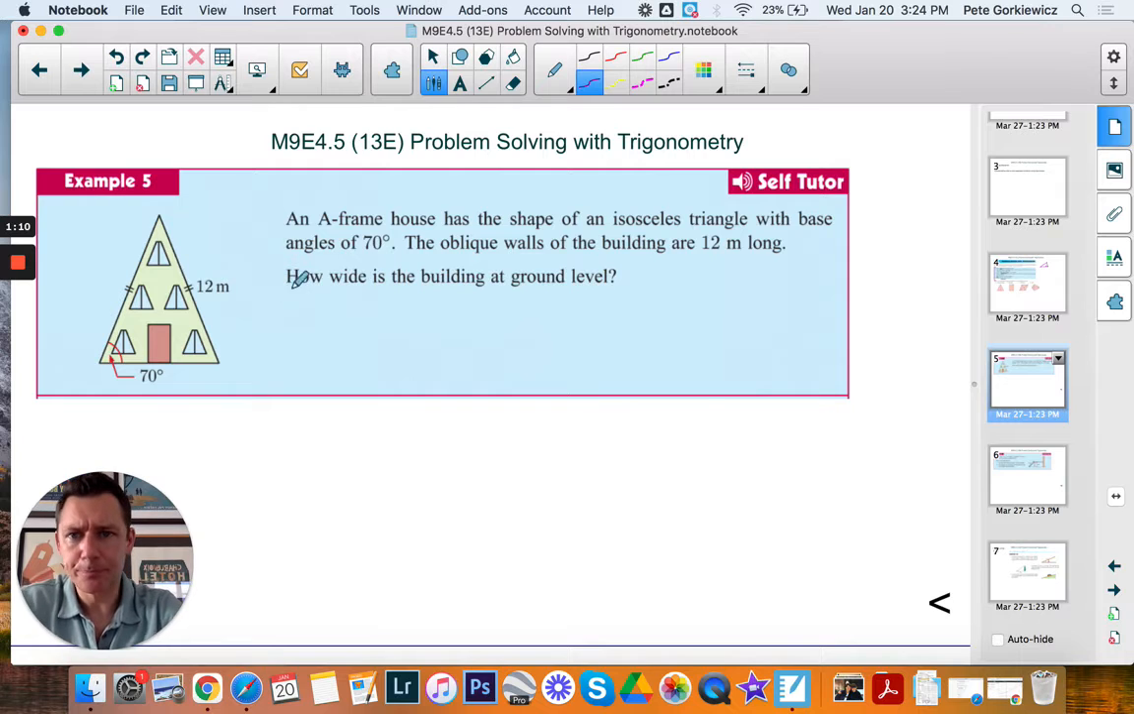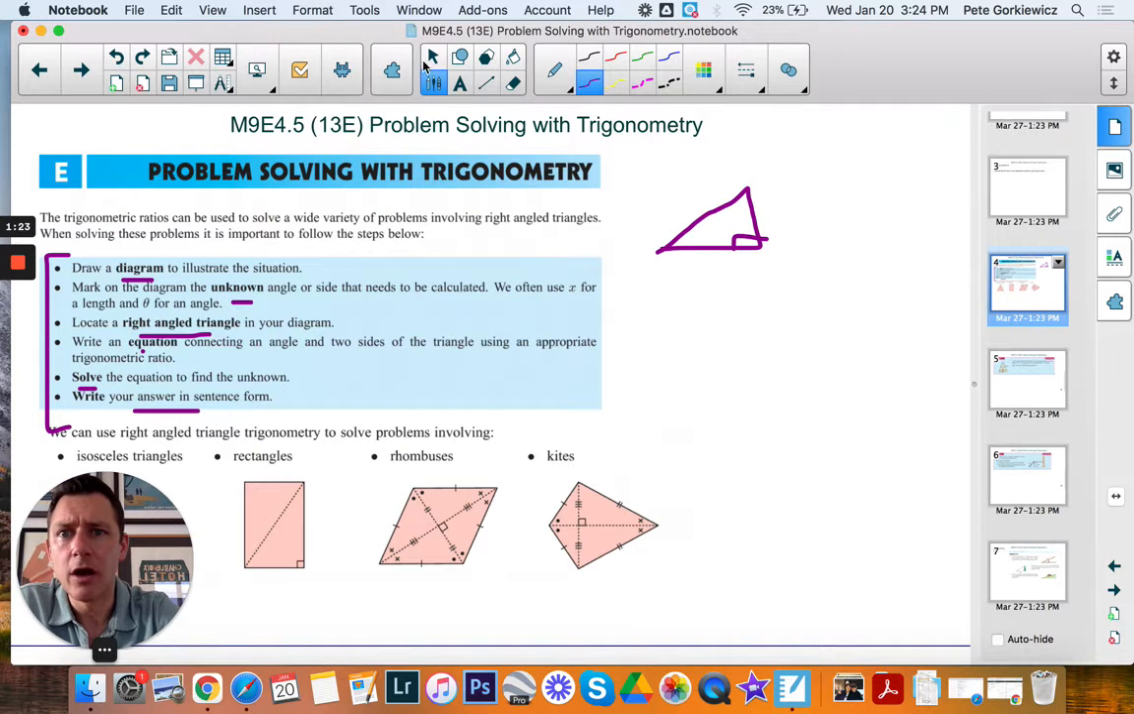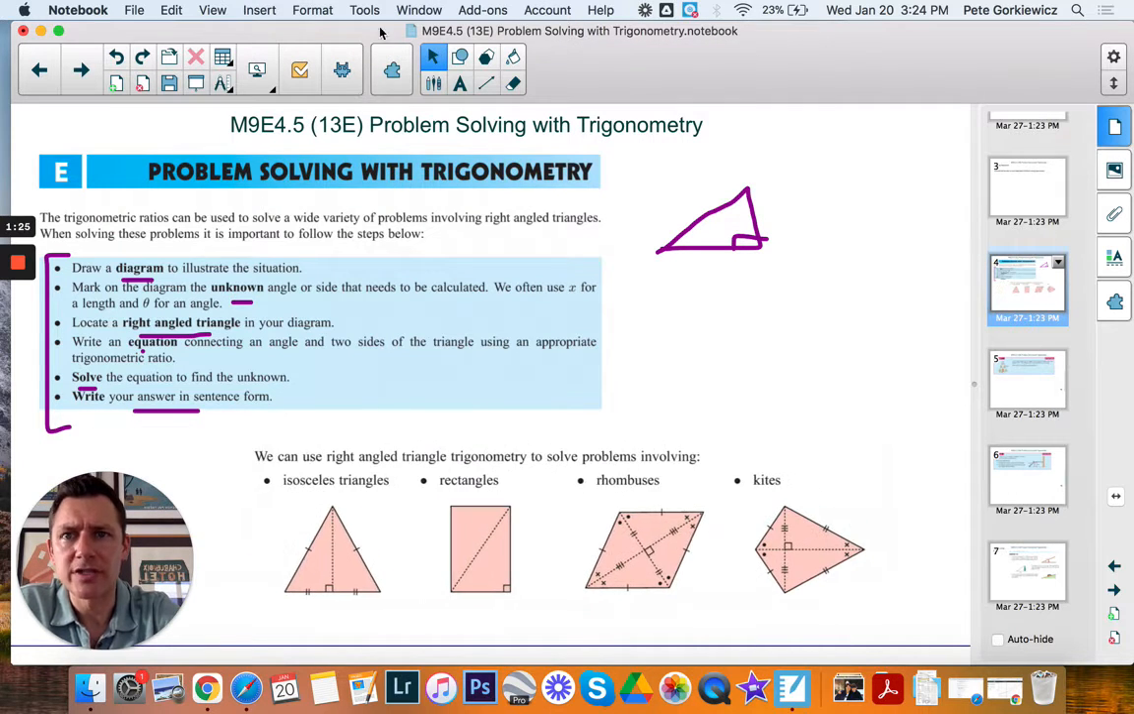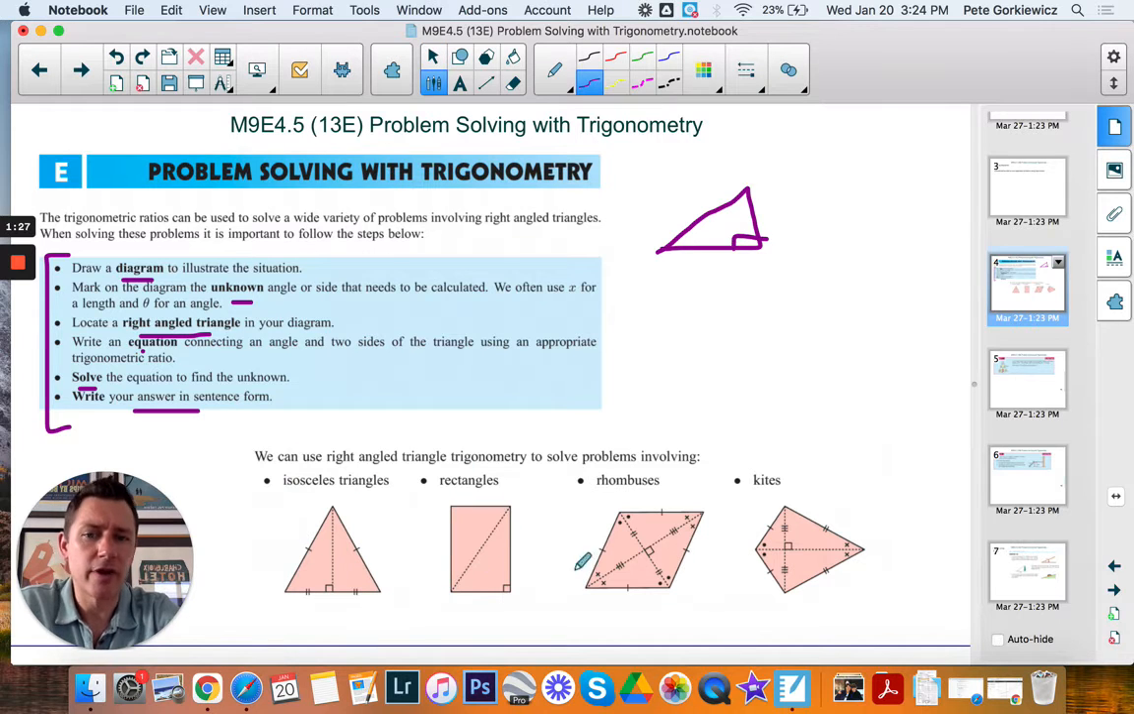Let's try it together. An A-frame house has the shape of an isosceles triangle. Isosceles means this side and this side are equal. They even write that out. These two little marks mean that those two sides are the same. And here are some helpful hints about other geometric interests with an isosceles triangle, rectangles, rhombuses, etc. You might maybe want to sketch those down.